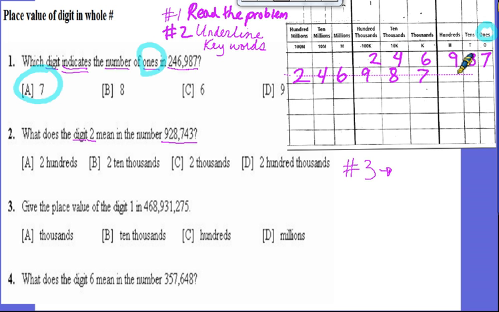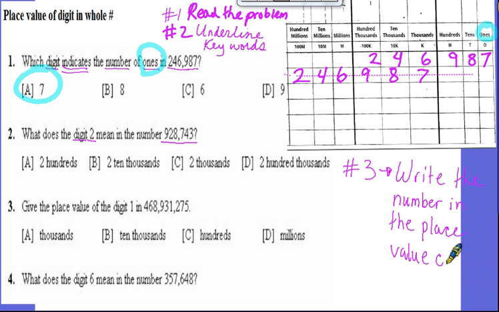So write the number in the place value chart. Write the number in the place value chart, beginning where? In the ones place. You always start in the ones place. That is true. You always begin in the ones place.